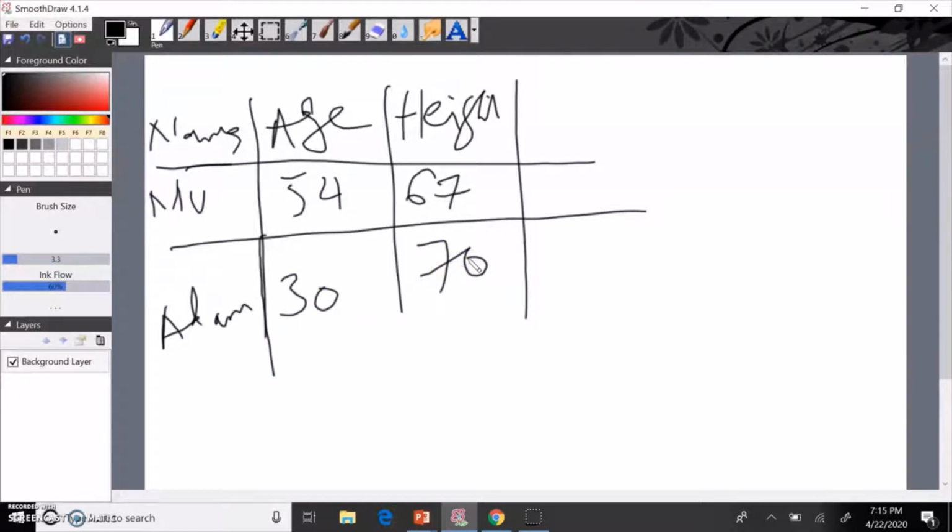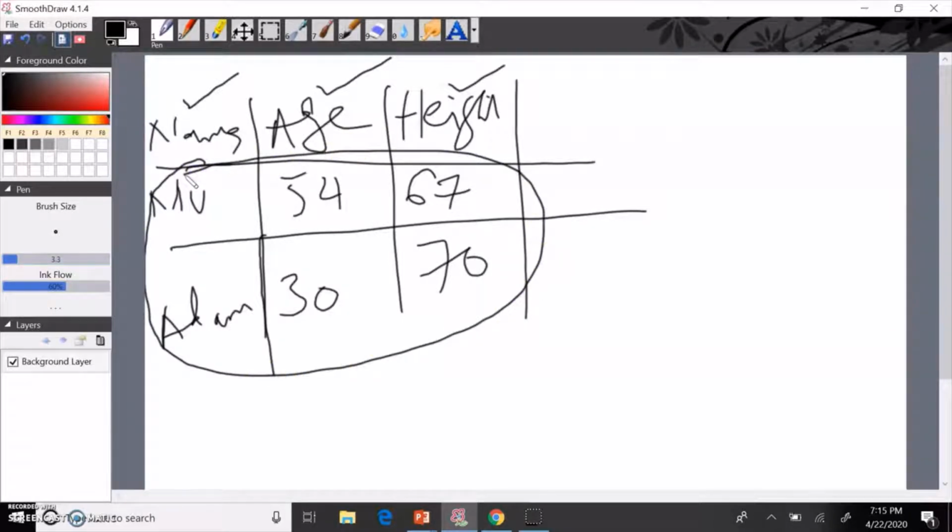Now look at this particular table. We have some variables. These are the variables which are written as column headings: the name, age, and the height. These are all the variables, right? And these are the values of the variable. For the first name, Muhammad is the value of the variable. For the second one, the variable age has the value 54 and the height is 67.